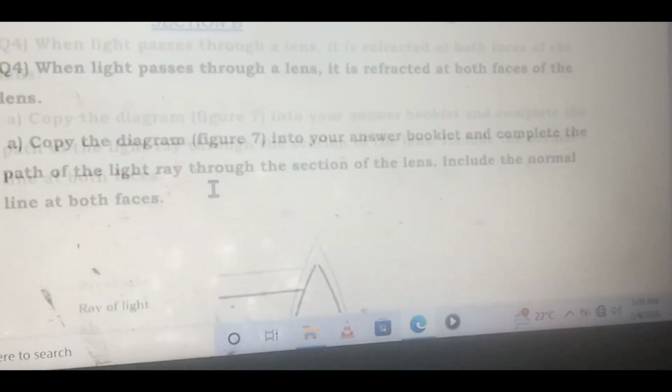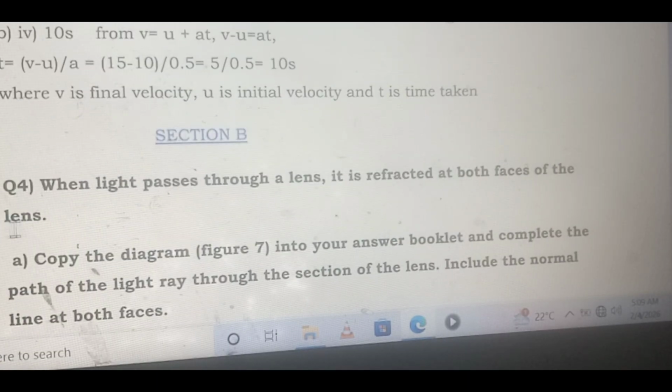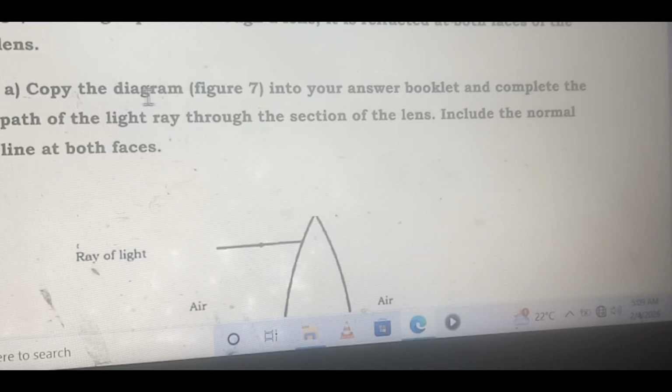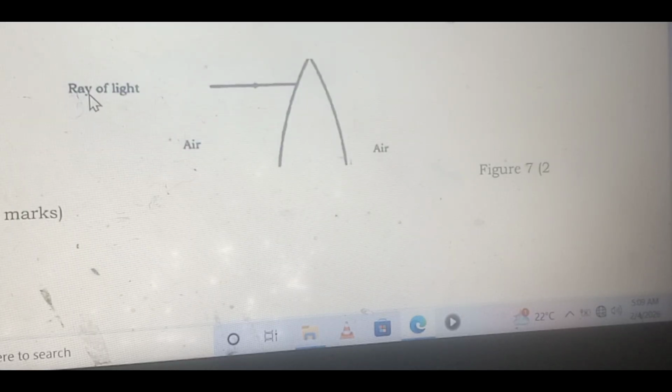Let's continue with section B. In section B, question 4: when a light passes through a lens, it is refracted at both faces of the lens. A. Copy the diagram, figure 7, into your answer booklet and complete the path of the light ray through the section of the lens. Include the normal line at both faces. You see that we have a ray of light, or incident ray. We have the first face and the second face, in the medium of air.